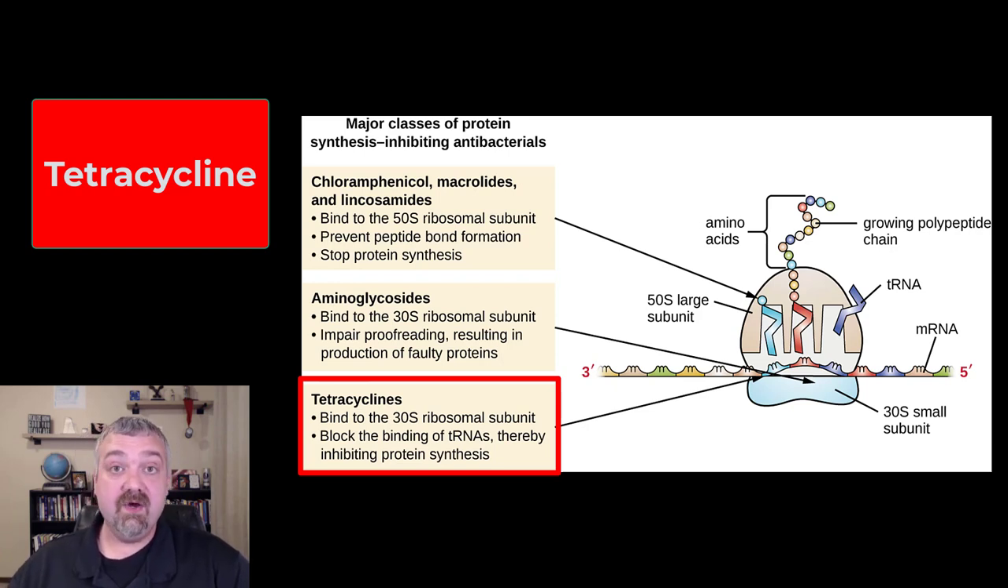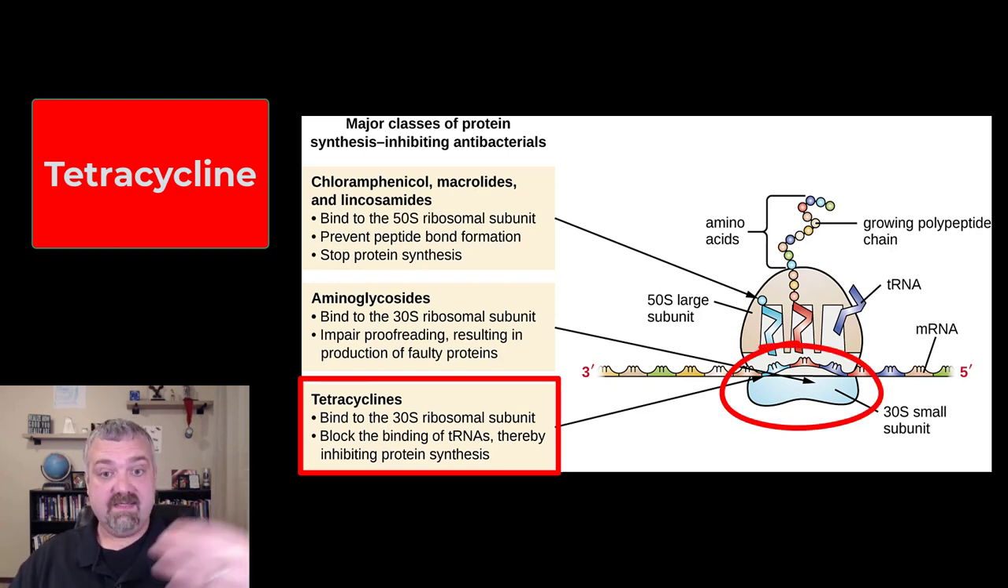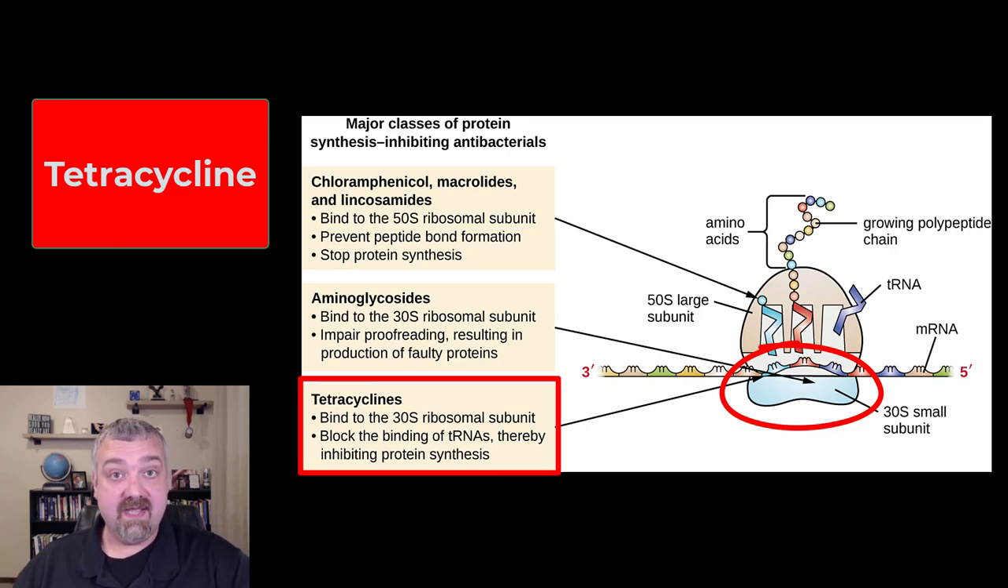The tetracyclines are going to bind to this 30S small subunit, and they're going to prevent the transfer RNAs that carry the amino acids to add to the chain. They're going to prevent them from actually doing their job, which means proteins won't be made. So tetracycline is a great example of a protein synthesis inhibitor.